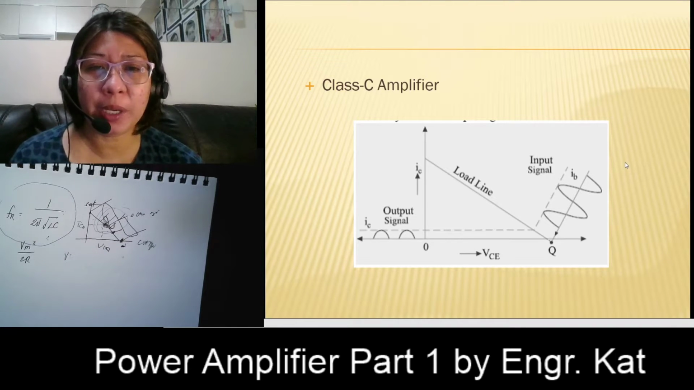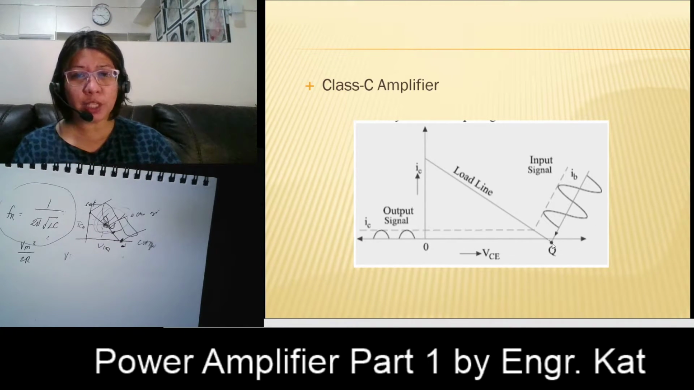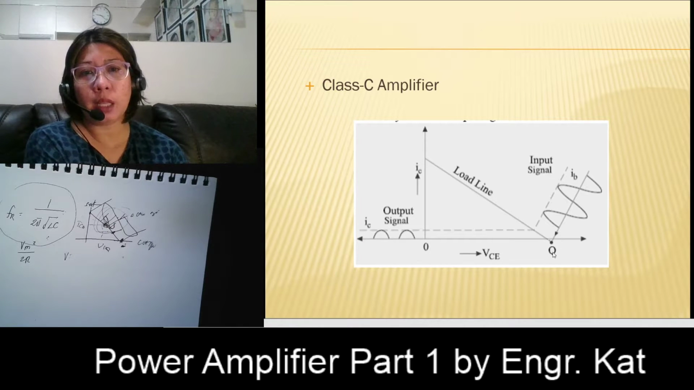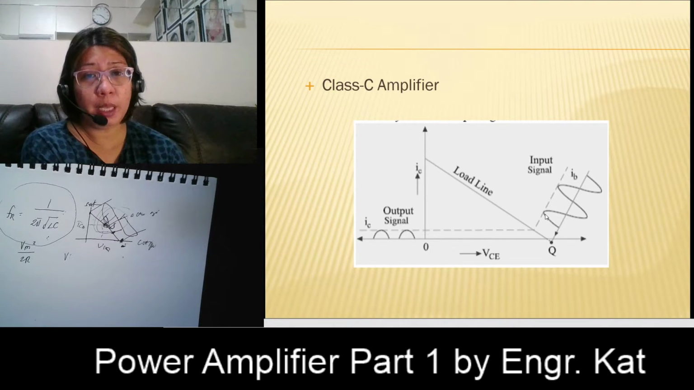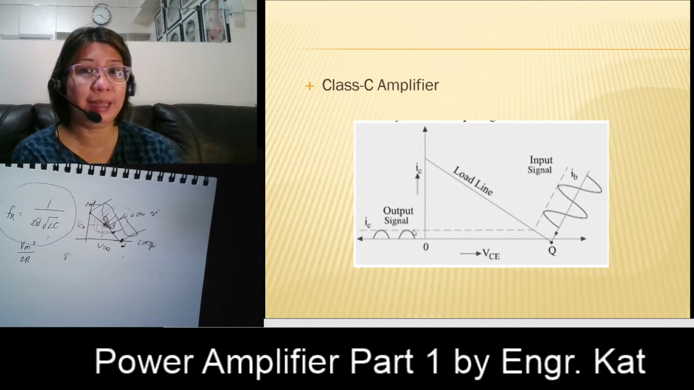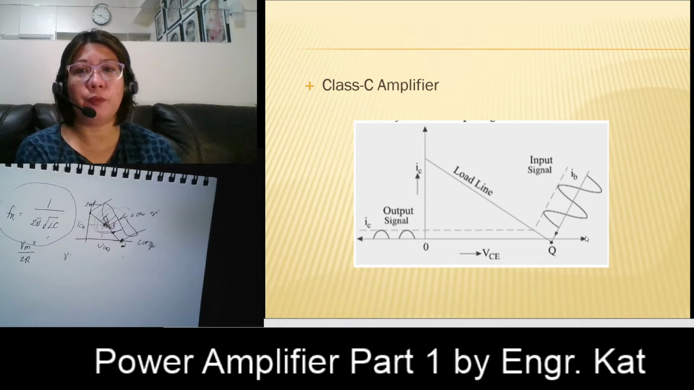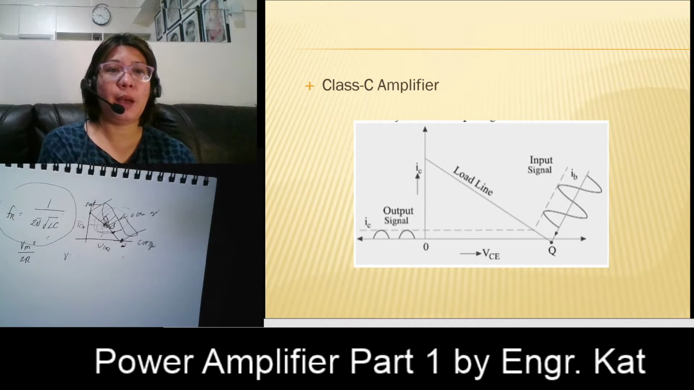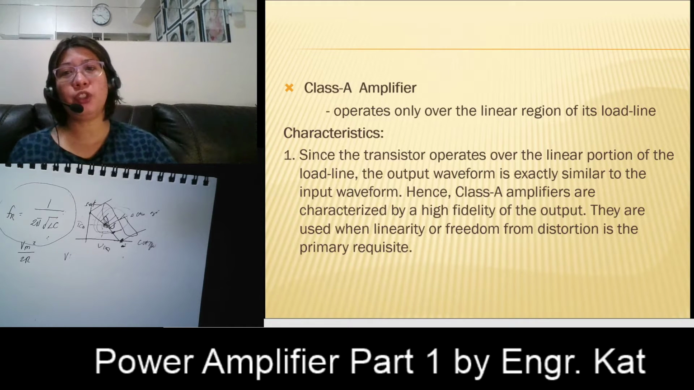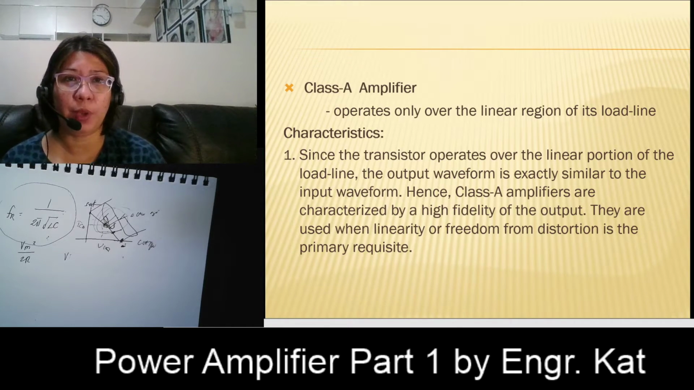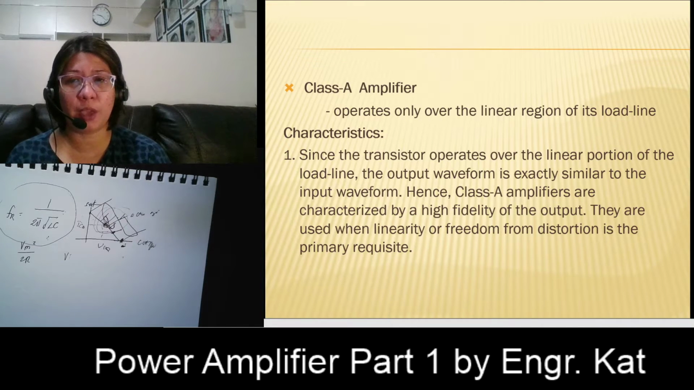And then lastly, for Class C, we place your Q point somewhere below your cutoff region. For the positive input cycle, we only have a portion, not the entire duration of your positive half, just a portion of it. So it is lower than 180 degrees and there is totally no negative half cycle. So this is for Class C amplifier. Okay, so we will be starting with Class A amplifier. Let us analyze Class A amplifiers.